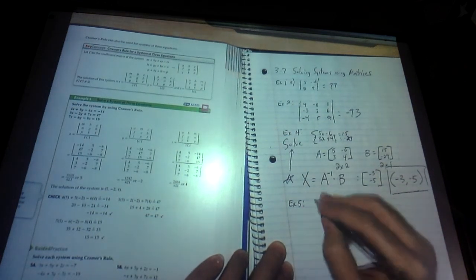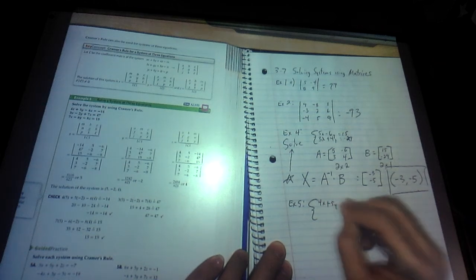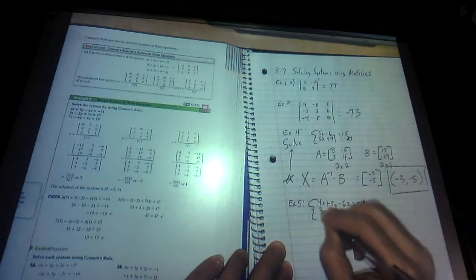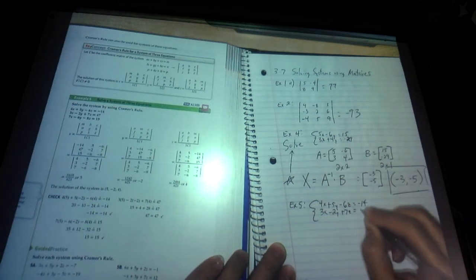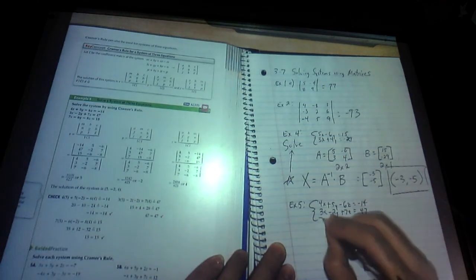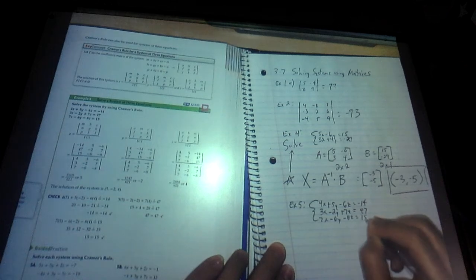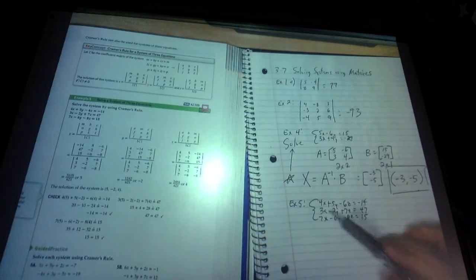Let me write it out. So we've got this system. Now I've got 4x plus 5y minus 6z equals negative 14. 3x minus 2y plus 7z equals 47. And 7x minus 6y minus 8z equals 15. Make sure your signs are right. Just kind of double check, because if we get a number wrong, then we're going to get the wrong answer. All right? So this is my 3 variable system.